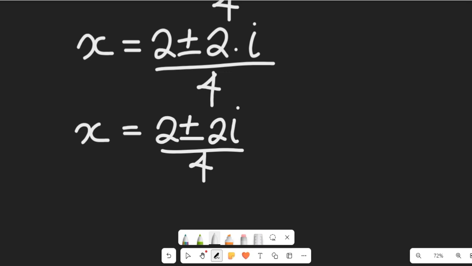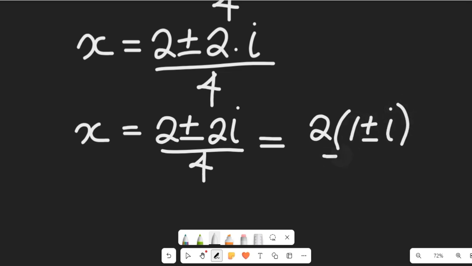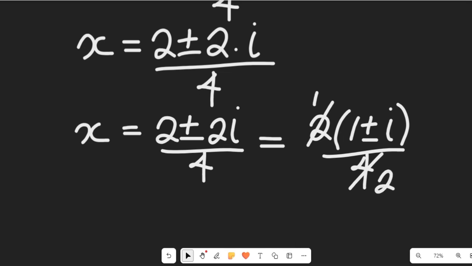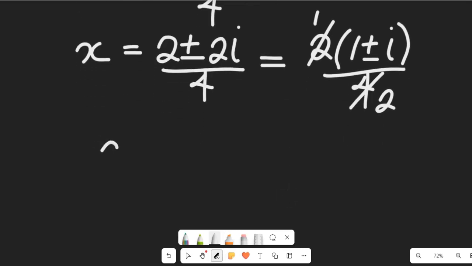If we simplify this to the lowest term, we'll have 2, which is common, 1 plus or minus i, all divided by 4. And simplifying this, 2 here will give us 1, 2 will give us 2. So the value of our x will be equal to 1 plus or minus i divided by 2.